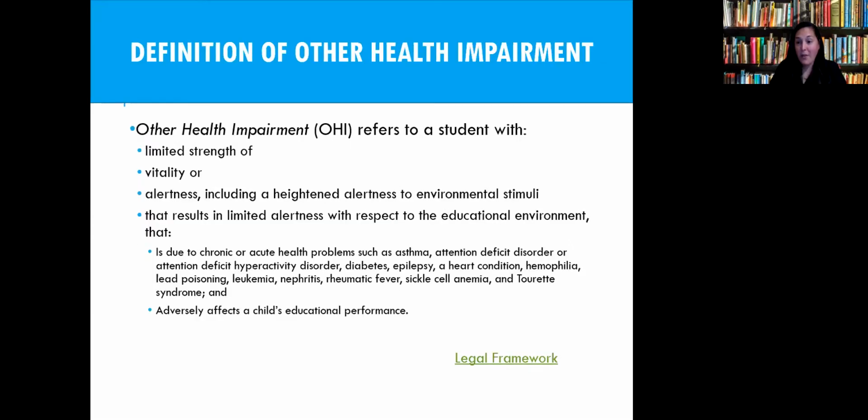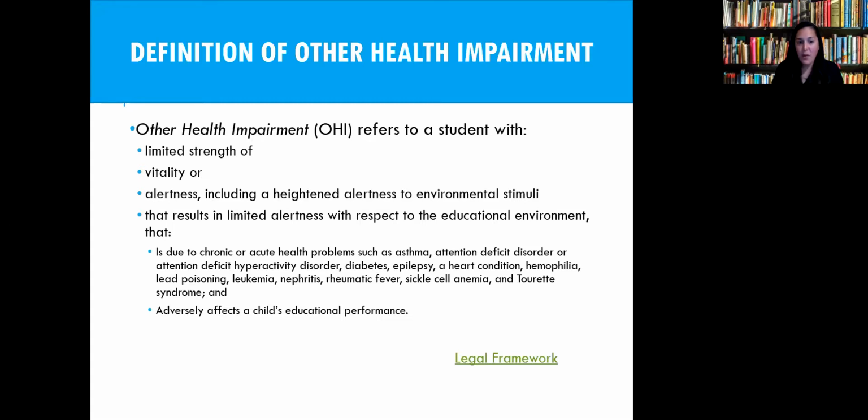The next one talks about other health impaired. Other health impairment is very tricky because in order for one to qualify as a student with an other health impairment, you need to have a chronic or acute health condition, and it needs to impact you in one of three ways in the educational setting. And that's limited strength, limited vitality, limited alertness.